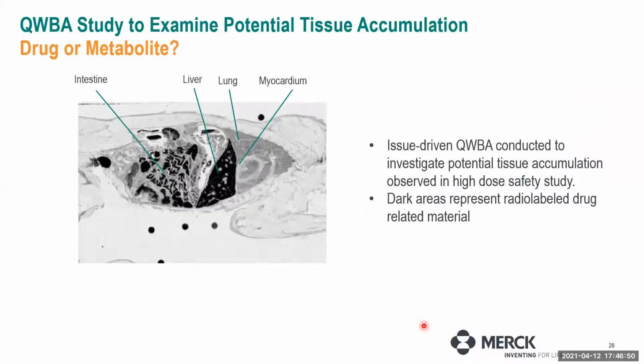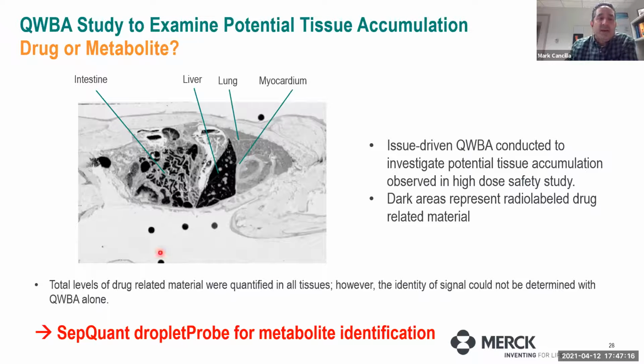So let me go over a quick example where we needed to examine some tissue accumulation. We did an issue-driven QWBA study, and we saw very high concentrations of something in the liver and in the intestines, and the team really wanted to know what it was. So is that just the parent, or those metabolites, or who knows? Again, the total levels were quantified, so this is fully quantitative. But we didn't really know the qualitative side, right? What was actually giving us the signal.